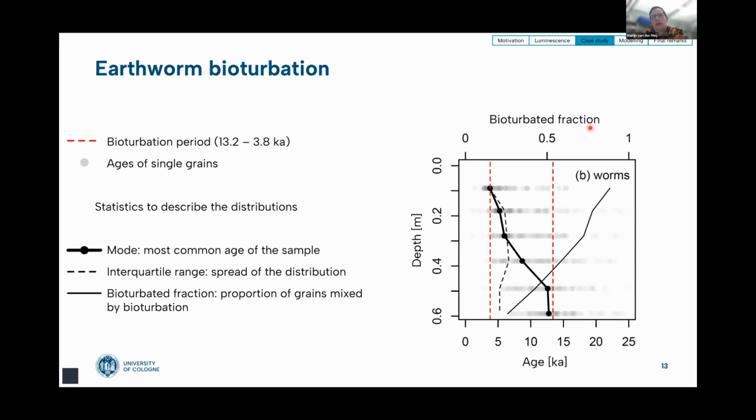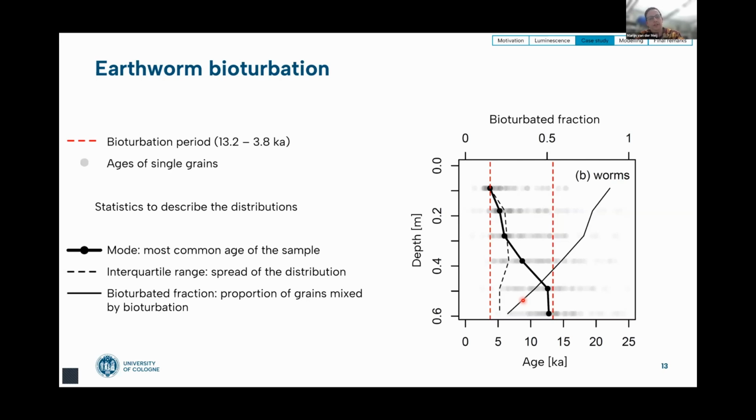We have the dashed line, which is the interquartile range. This is a measure for the width of the distribution, so the higher the interquartile range, the wider the distribution is. And you have the solid black line here, which is the bioturbated fraction, which indicates how many grains in a certain sample have been bioturbated and how many have not. The higher this fraction is, the more grains have been exposed to the surface and reburied again. The lower this rate is, the less exposure to the surface. These 3 properties you try to use to understand what's happening in these soils.